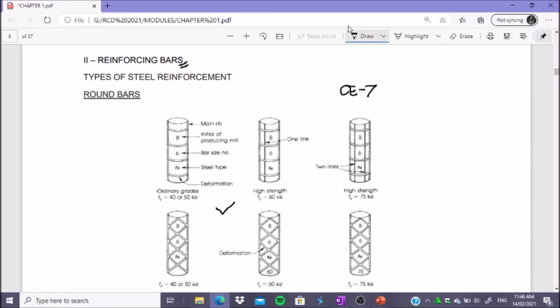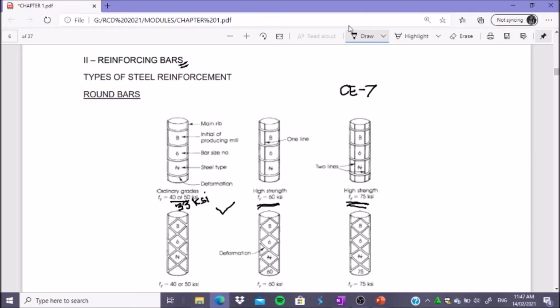So meron tayong mga strengths, 40 to 50 KSI, we have 60 KSI and 75. Ito high grade ito. High grade usually ito sa sobrang taas ng strength niya, hindi natin gaano ginagamit sa reinforced concrete. Ito na grade 60, mas okay ito. Grade 60, especially pag mga high-rise, itong 40 to 50 sa mga medium-rise building. Actually, meron tayong 33 KSI.